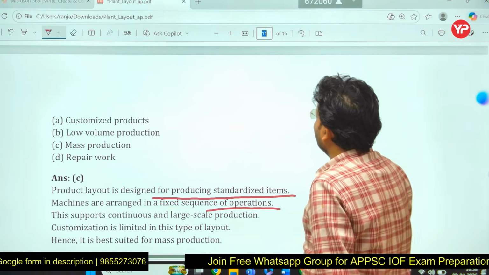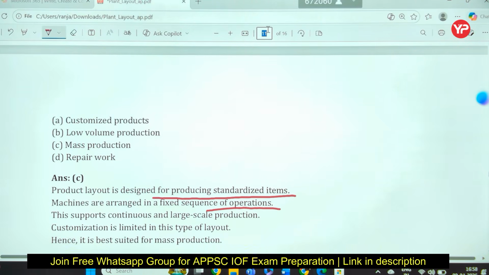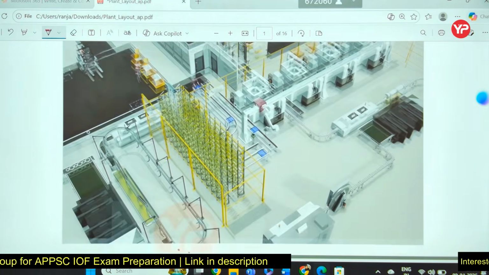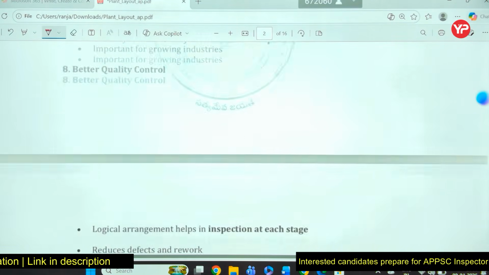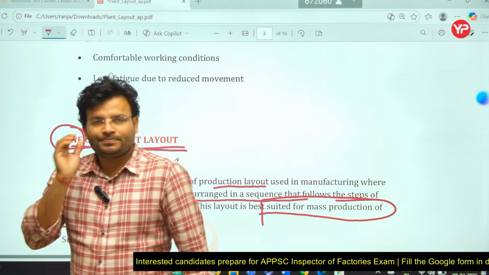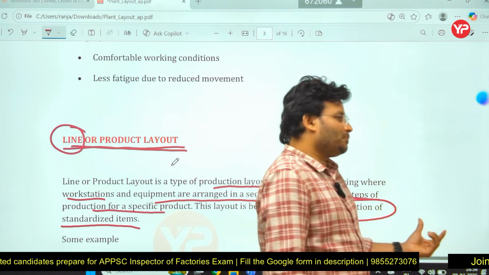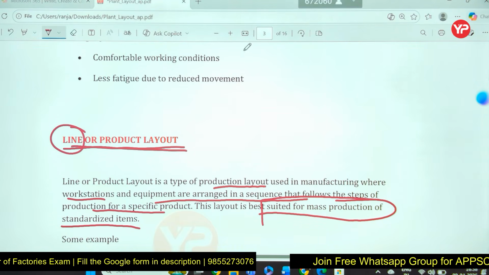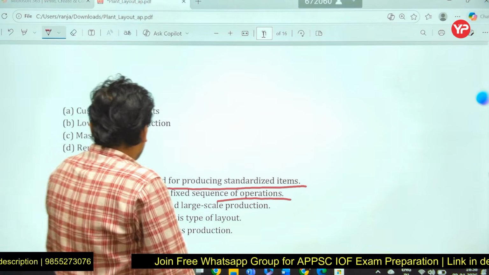Come to page number 1. Line layout or product layout is the same thing, just now I have told you, try to remember. Both are the same thing, and clearly it is mentioned, suited for mass production, right? So you have to answer that. Even I have told you, try to remember, in that form they are going to ask the question, right?